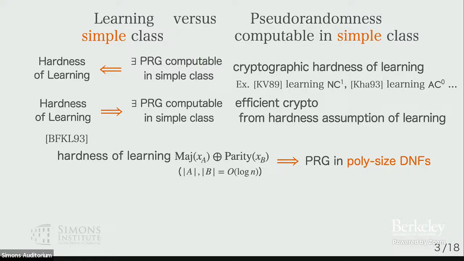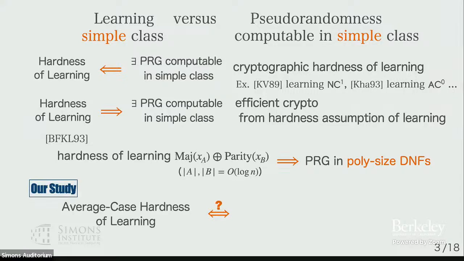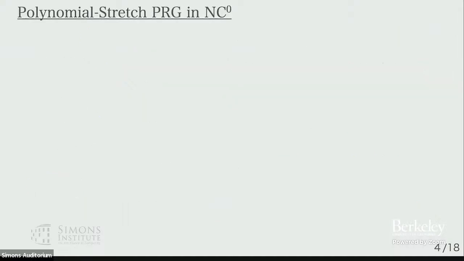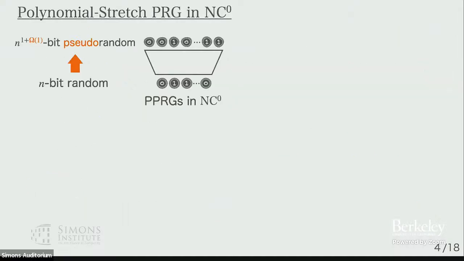In this work, we consider one of the simplest cases on the pseudorandom generator side. We consider the relationship between average-case hardness of learning and the existence of polynomial-stretch pseudorandom generators computable in NC0, in short, PRGs in NC0. What is this primitive? A PRG in NC0 is a polynomial-stretch pseudorandom generator: given an n-bit random string, it stretches it to polynomially larger pseudorandom bits. But the point here is that this primitive must be computable in NC0. It means that each pseudorandom bit depends only on a constant number of random bits.